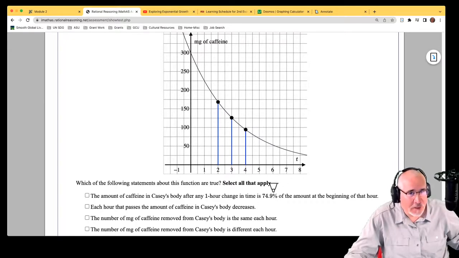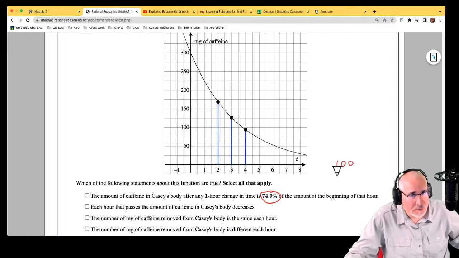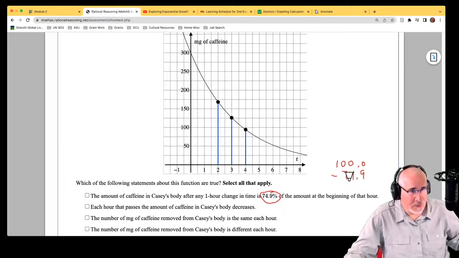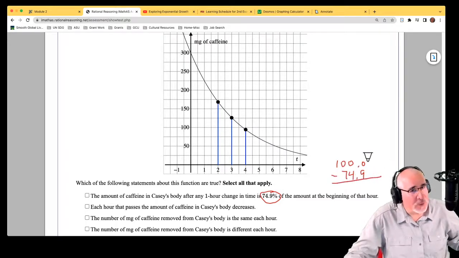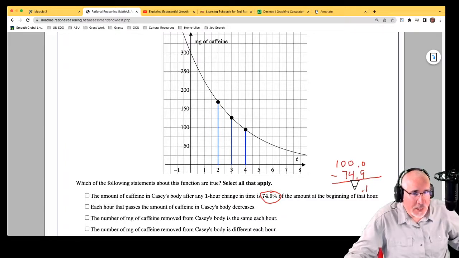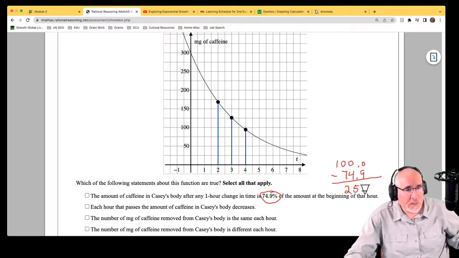What we want to think about is how much is decreasing, while you subtract it from 100%. 74.9, and what we'll get is the rate of decrease. 74.9 is what we're getting back. So to get the rate of decrease, we have to go this route, and then we get 0.1. 4 from 9 is going to give us 5, and 7 from 9 gives us 2. So 25.1% decrease.